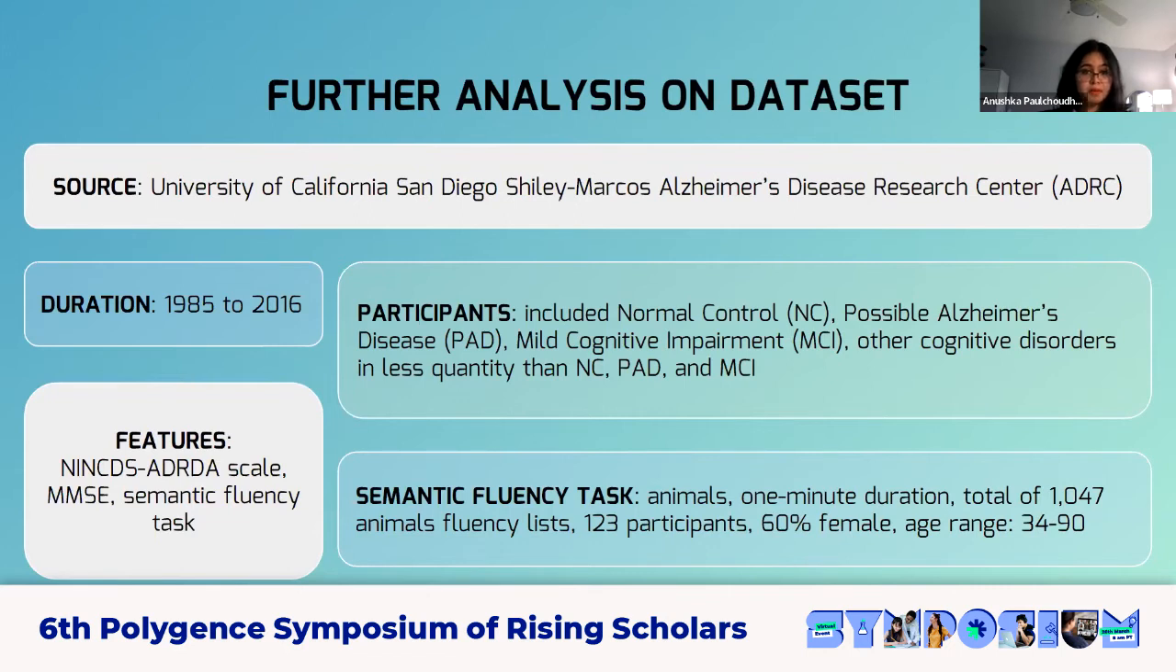The main metric and the main feature that I used was the semantic fluency task, where patients were asked to recite animals during a 1-minute duration. There were a total of 1,037 animal fluency lists, 120 participants, about 60% of them female, with an age range of 34 to 90. I also used the NINCDS-ADRDA scale on the NMS and semantic fluency task along with gender and education features.